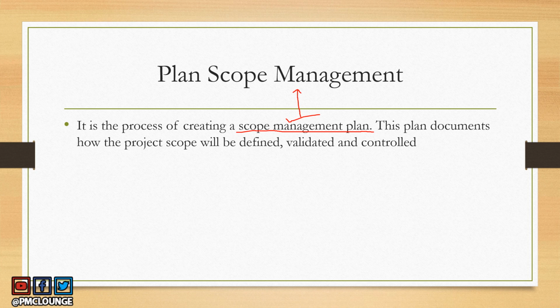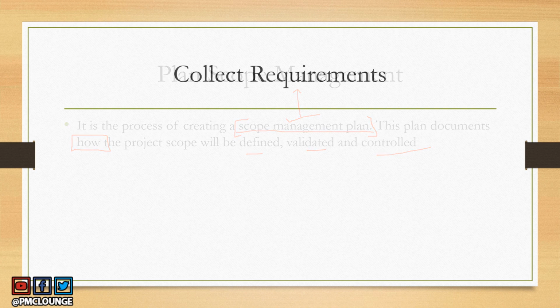So this document, the scope management plan, is not the scope of the project, right? That's a confusion certain people have. So this scope management plan document is not the scope of the project. It is a plan that defines how, this is the important word here, how the project scope will be defined, validated, and controlled. So that's plan scope management process for you.